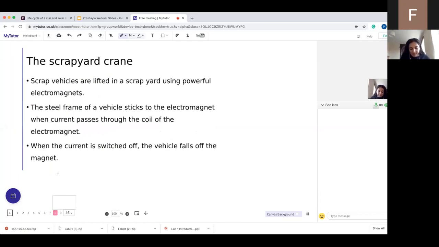Then we looked at some applications of electromagnets. So we looked at the scrapyard crane. So scrap vehicles are lifted in a scrapyard using these electromagnets, and the vehicle sticks to the electromagnet when the current is passing through the coil, so when it's switched on. And when that current is switched off, the vehicle falls off the magnet because the electromagnet has been demagnetized.